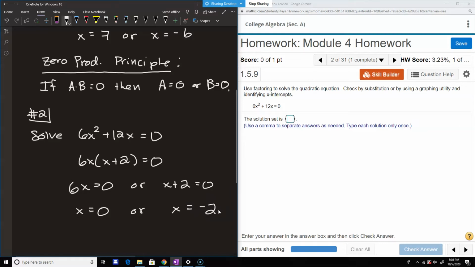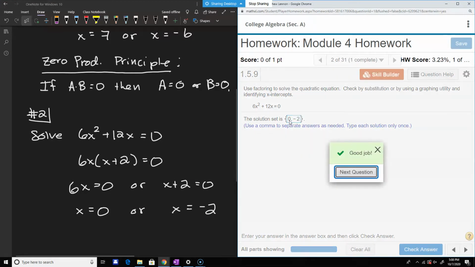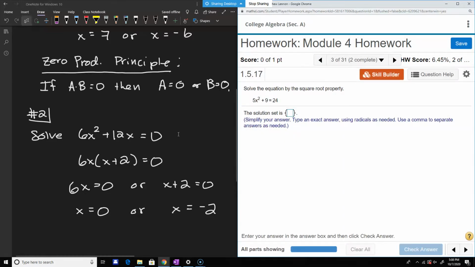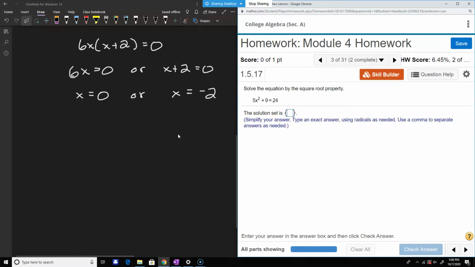So those are our two answers, 0 and negative 2. Any questions there? So again, a lot of this just relies on our ability to factor. Number 3, they talk about the square root property. So slowly building to the quadratic formula.